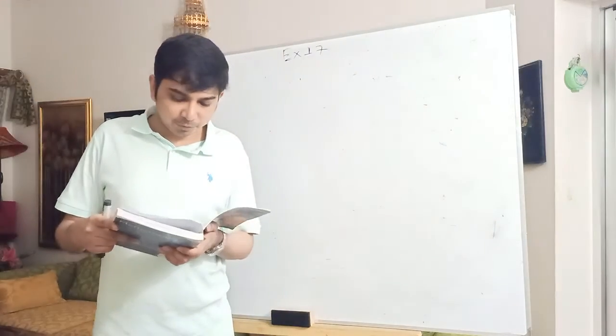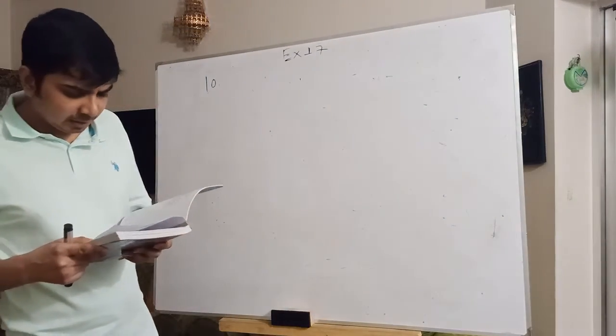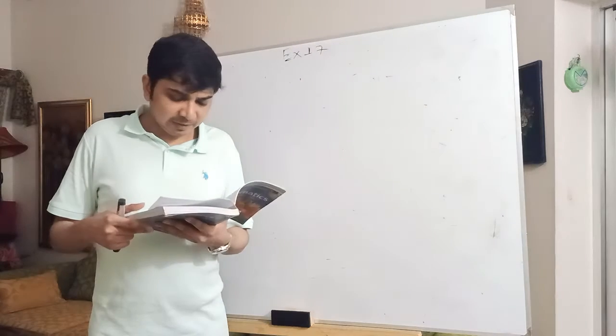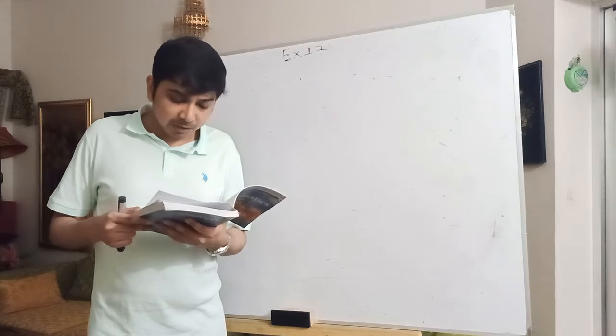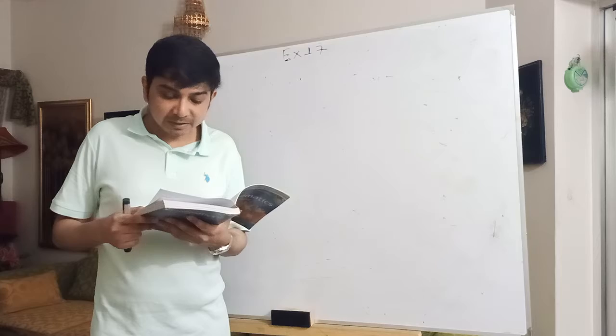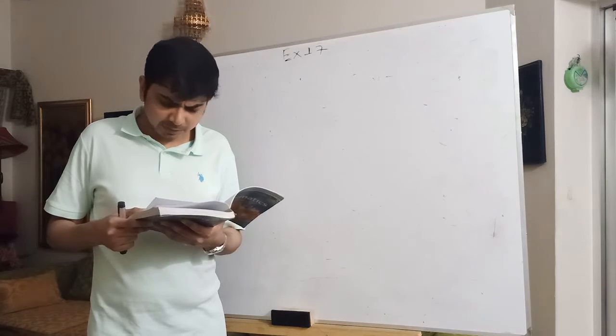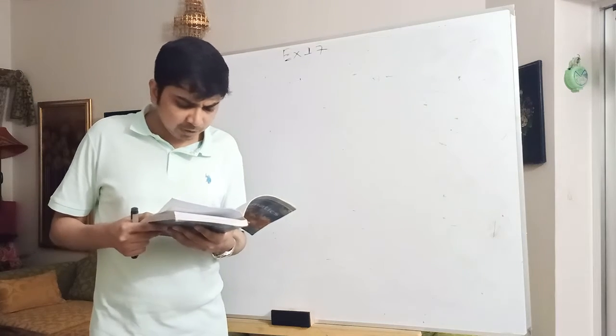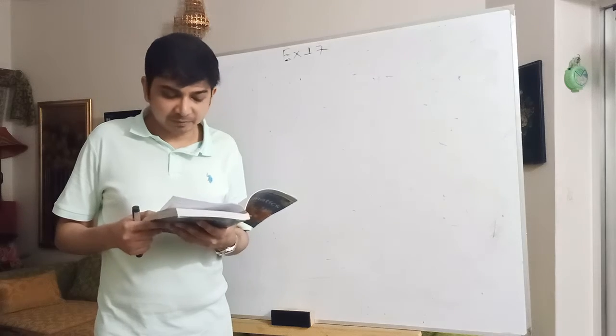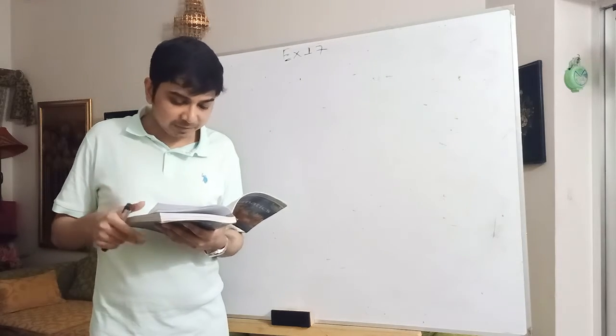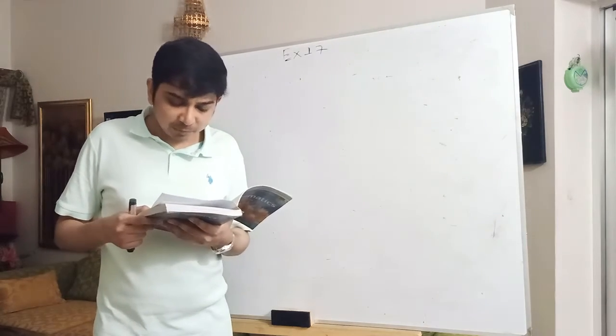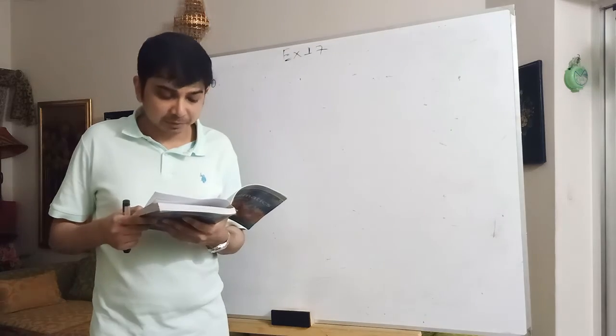So in this video we're going to solve question number 10. The question says 80 machines can produce 4800 identical pens in 5 hours. So it has two parts. The first part is asking how many pens would one machine produce in 1 hour.